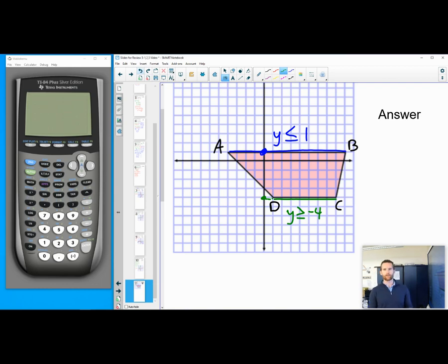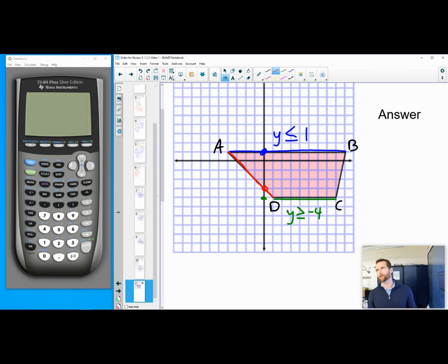Now we've got AD or BC. So these are not horizontal. So here we're going to need to find the slope and all that stuff. I would personally start with AD. The reason I would start with AD is because it's clearer what the y-intercept is. We can see the y-intercept right there.